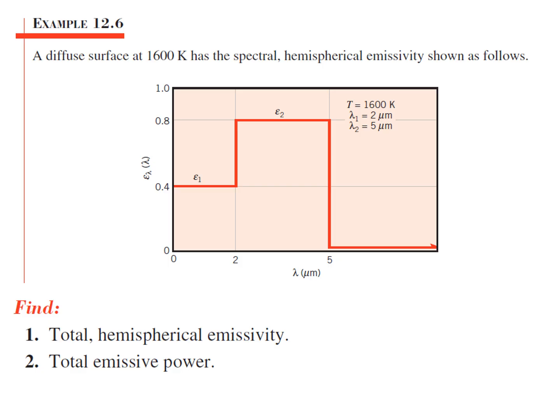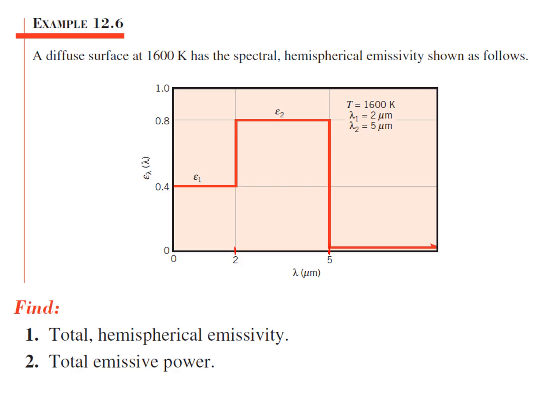There is not going to be any emission at those wavelengths. But at wavelengths from 0 to 2 and from 2 to 5 micrometers, you do have some emissivity, or there will be some emissions. Now the lambda 1 and lambda 2 are given to you here and also listed. So this is lambda 1 and lambda 2, and your temperature is given.